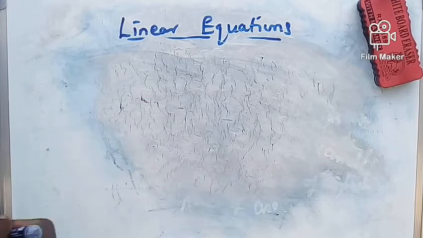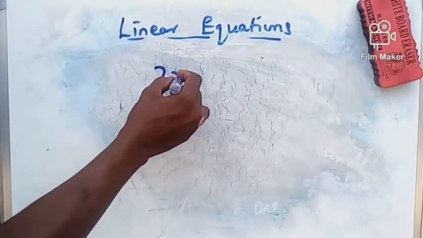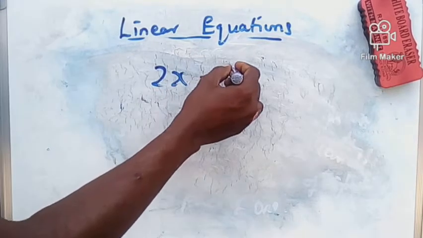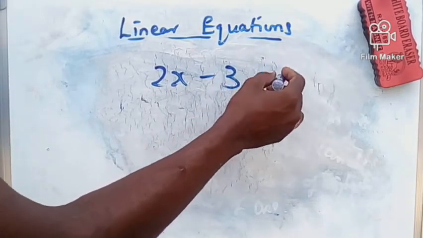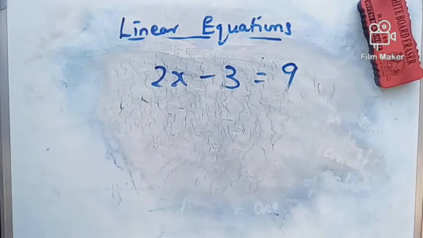Feel free to pause the video and try this problem yourself. 2x minus 3 equal to 9. Feel free to pause the video and try the problem yourself.